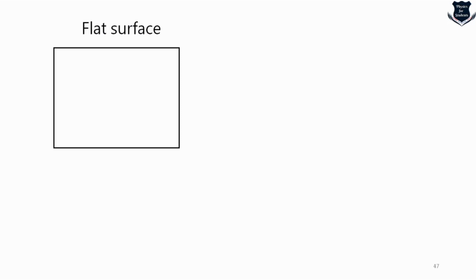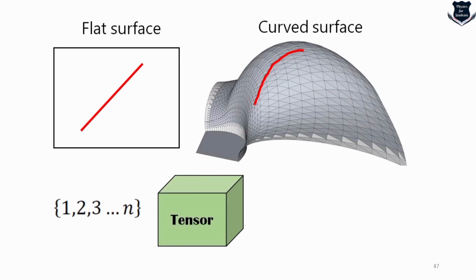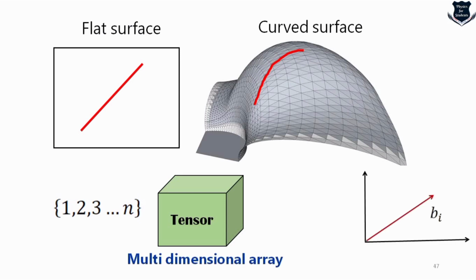On a flat surface, if you draw a line like this, then on a curved surface it transforms into a curvature. We can take the values 1, 2, 3 up to any number n into a tensor, and it is called a multi-dimensional array. This is something we have already seen, so I don't want to explain it. If I have a vector, its components change in this and this direction, whereas the tensor remains invariant.